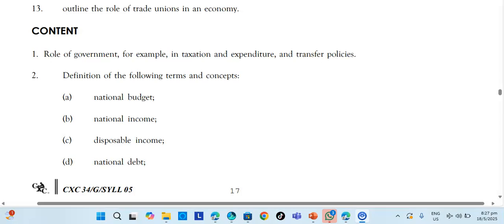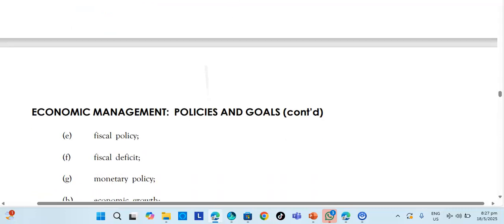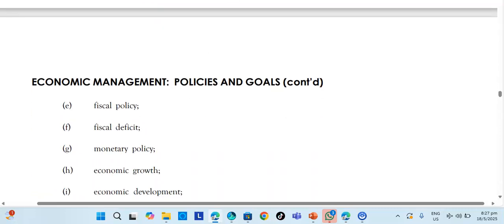Fiscal policy: government actions related to taxing and spending to influence the economy. Fiscal deficit occurs when government spending is more than its income from taxes and other sources. Monetary policy: central bank action that controls money supply and interest rates to stabilize the economy. Economic growth: an increase in a country's production of goods and services over time.